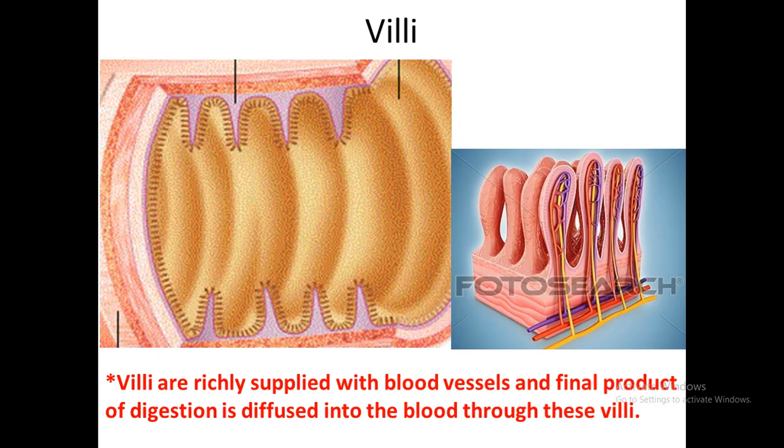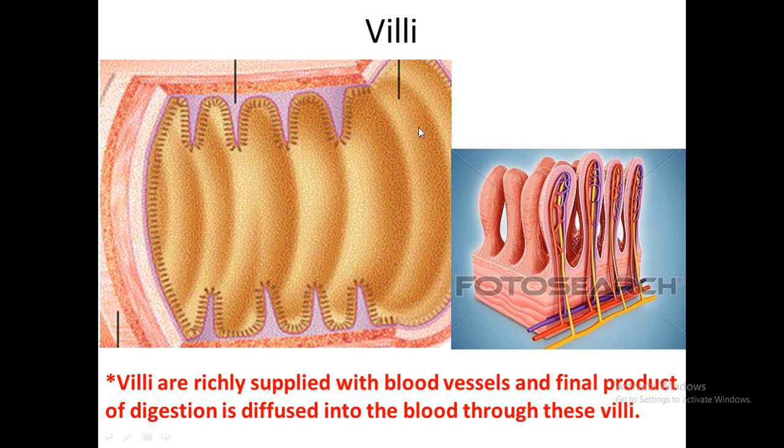Then if we see the inner walls more closely, we can see structures like this. These are known as villi. Villi are the finger-like or hair-like projections present on the inner surface of the small intestine. These villi are richly supplied with blood vessels, and this final product, that is amino acids, glucose and fatty acids, will be diffused into the blood through these villi.